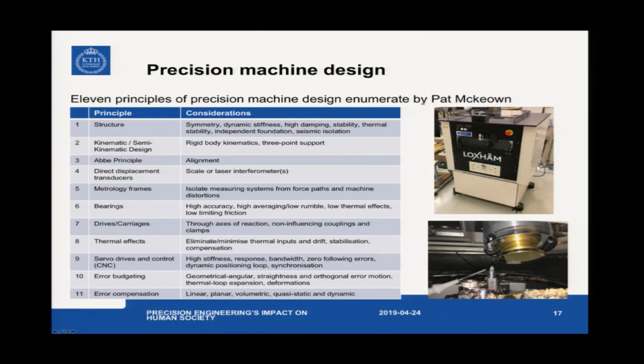How you do error compensation, error budgeting is also important, other topics to compensate for deviations. But first of all, you need to have a quite good design of the mechanics and the control system and so on before you start to do compensation.